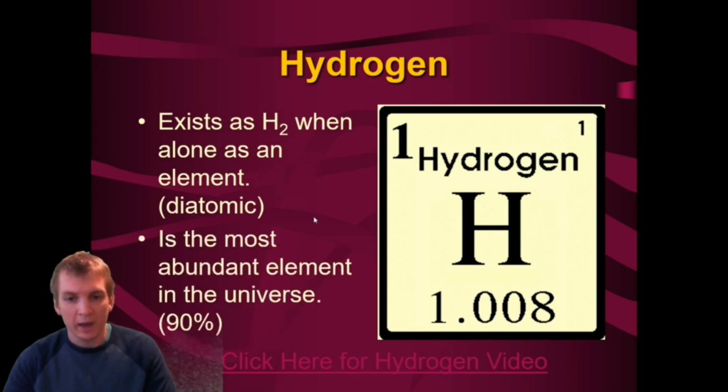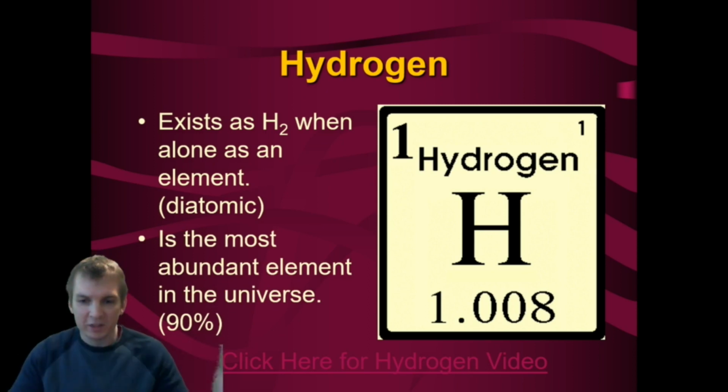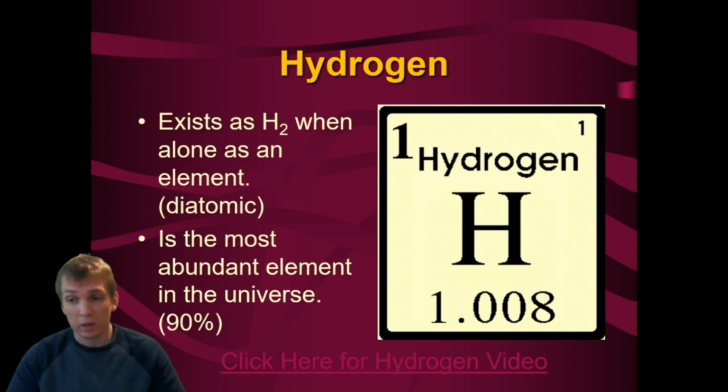Okay? It is also the most abundant element in the entire universe. If you take every single atom of the universe and somehow gather them all into one space, 90% of all of the atoms in the universe are hydrogen, which is kind of crazy to think about. So that's why it's one of the most important elements.